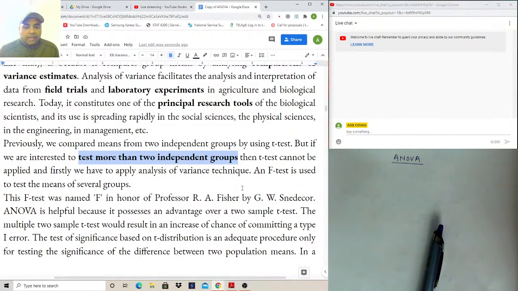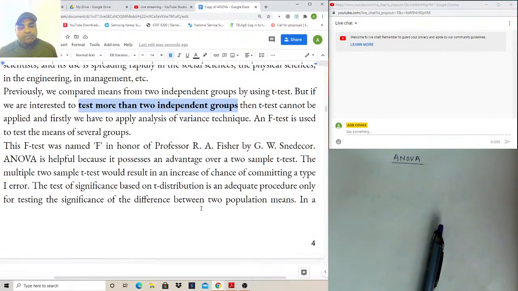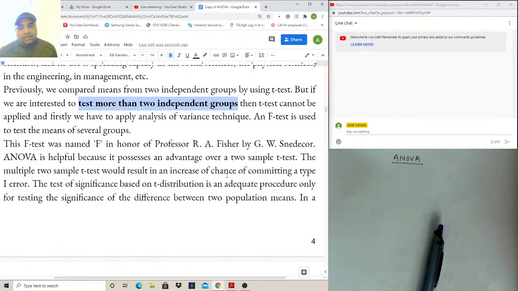In this analysis of variance technique, the F-test is used to test the means of several groups. It analyzes the data in such a way that the F-test can be used to test the means of several groups in one go. This F-test was named F in honor of Professor R.A. Fisher by G.W. Snedecor.